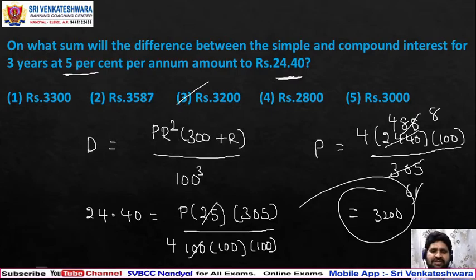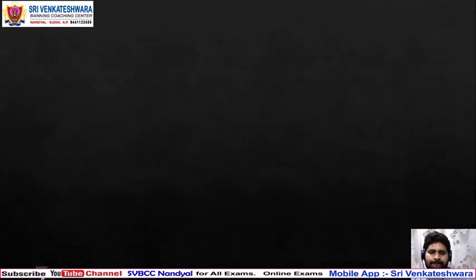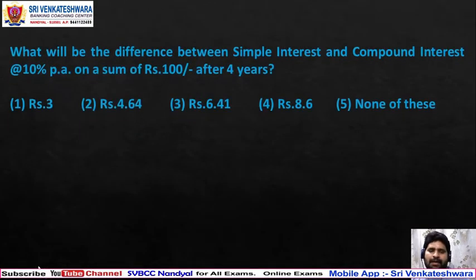So this is how we are substituting the formula. Clear? Next one. What will be the difference between simple interest and compound interest on a sum of 100 rupees after 4 years? After 4 years, look at the last 3 examples. Whatever you are taking, difference for 2 years we have taken, difference for 3 years we have taken, but here they're asking the difference for 4 years.